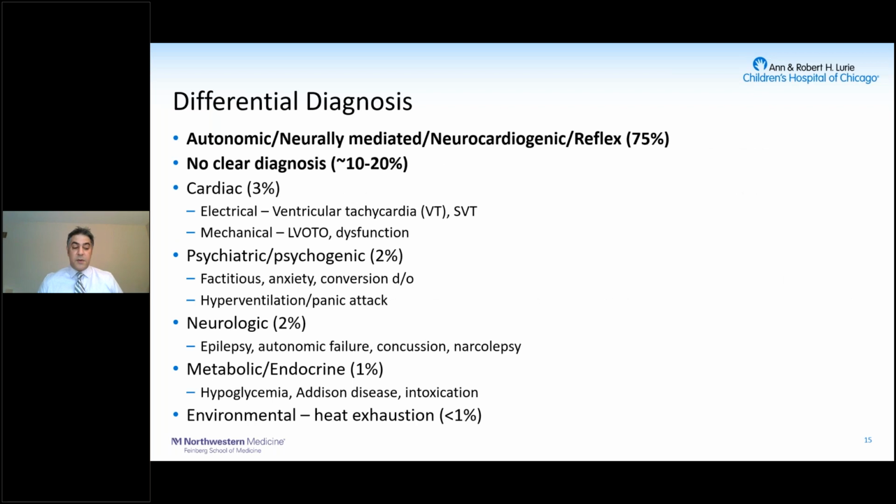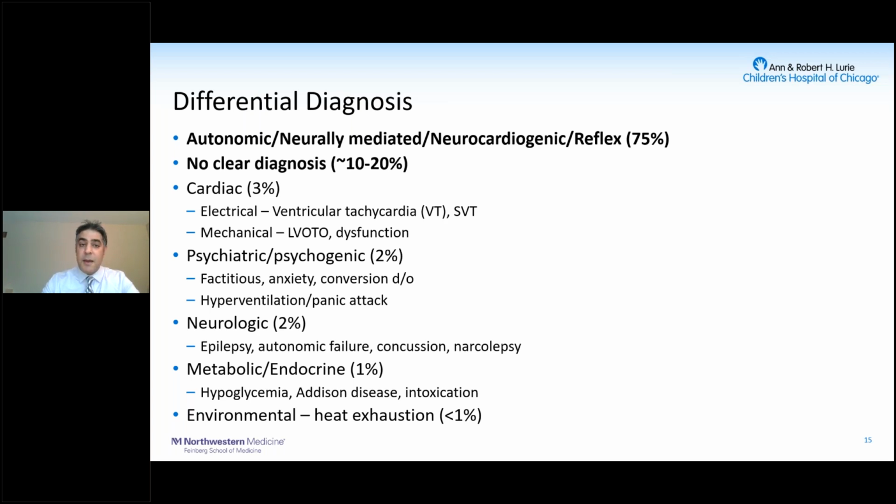So the differential diagnosis is very helpful. That leads to what we are concerned about or not. The most common cause, about 3/4 of patients in pediatric syncope, will have neurally mediated or neurocardiogenic syncope. We as a medical community have done a poor job naming it, so there are interchangeable names: autonomic dysfunction, autonomic syncope, neurally mediated, neurocardiogenic, reflex, simple faint. These are all the same mechanism, which we'll discuss.